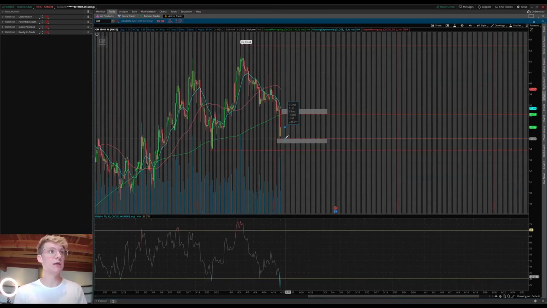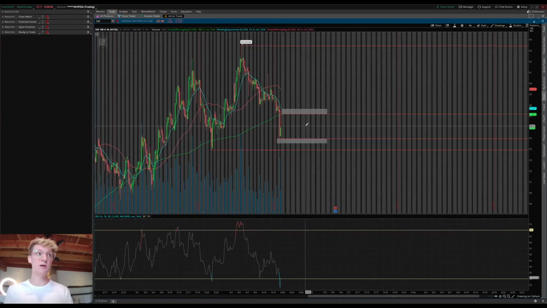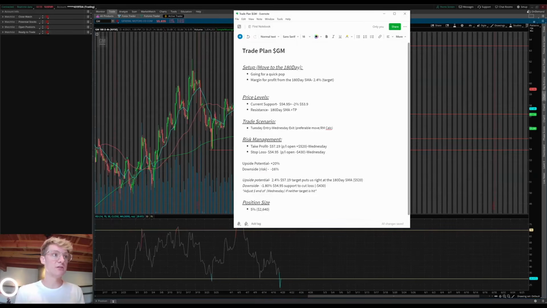Percentage-wise, we're looking at about a negative 2% drop to hit our target. Now, I'm keeping this stop pretty tight due to the overall market condition, just the fact that the market has been trading in a range and we have been failing to break out. And so it's better to cut your losers right away and don't ever let a small loss turn into a big loss.